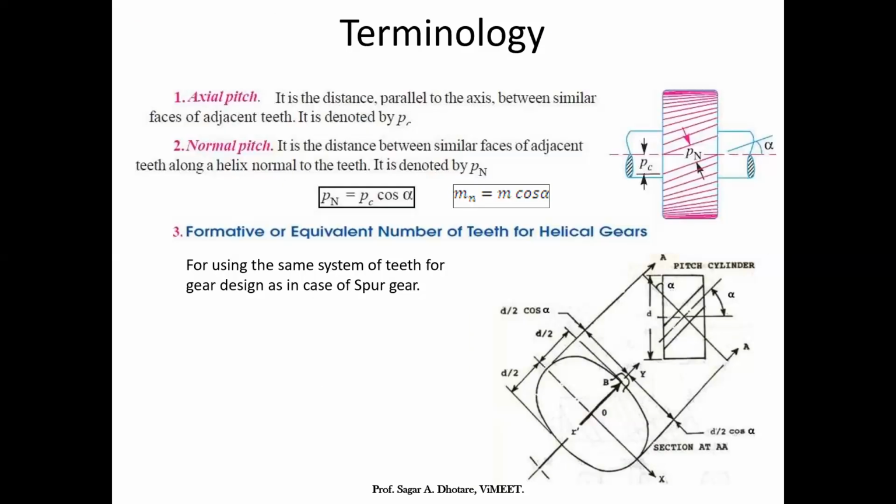The next one is the equivalent number of teeth of a gear, also called the virtual number of teeth. A helical gear is kinematically equivalent to an imaginary spur gear in the normal plane, that is, the plane perpendicular to the teeth. This imaginary spur gear is known as the equivalent spur gear, as shown in the figure.